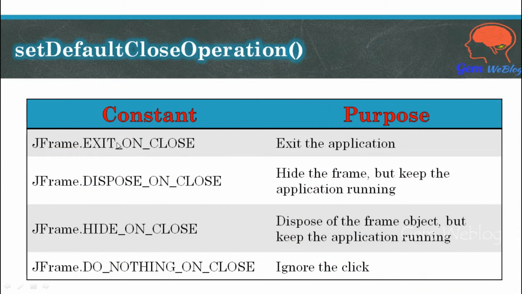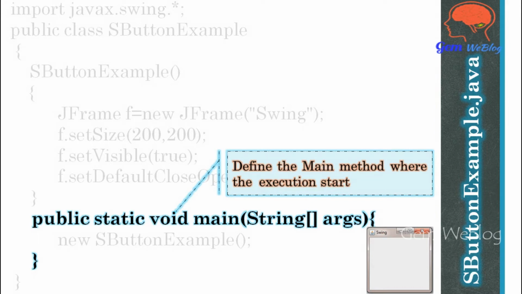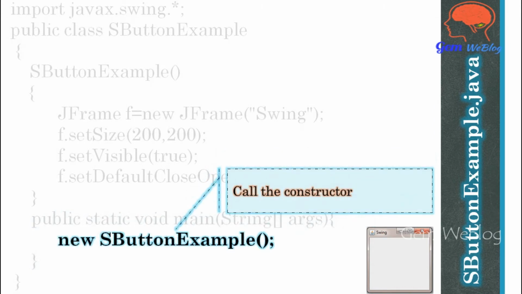So these are the different types of constants. JFrame.EXIT_ON_CLOSE will exit the application. Then there are DISPOSE_ON_CLOSE, HIDE_ON_CLOSE, and DO_NOTHING_ON_CLOSE. Next, you have to define the main method where your actual execution starts. Next, you have to call the constructor inside the main method using new followed by the class name.